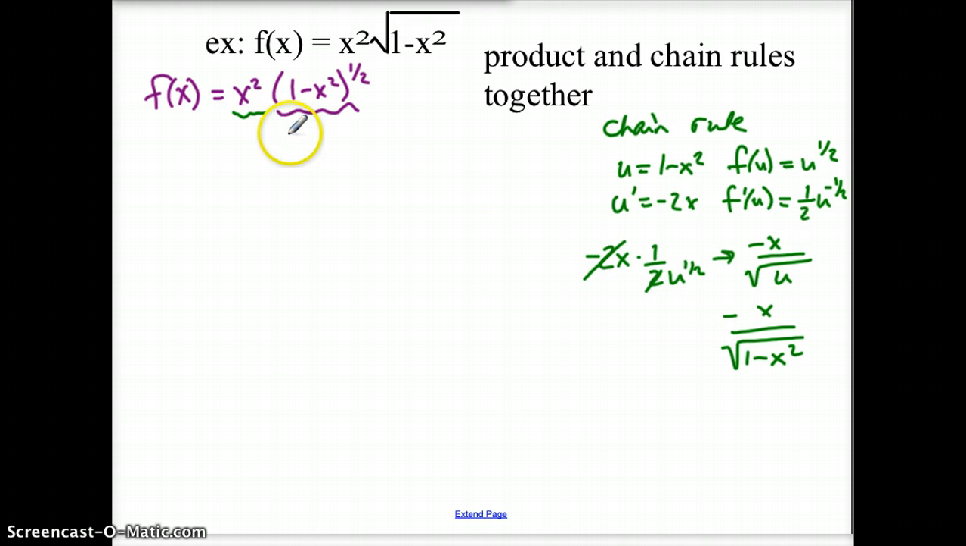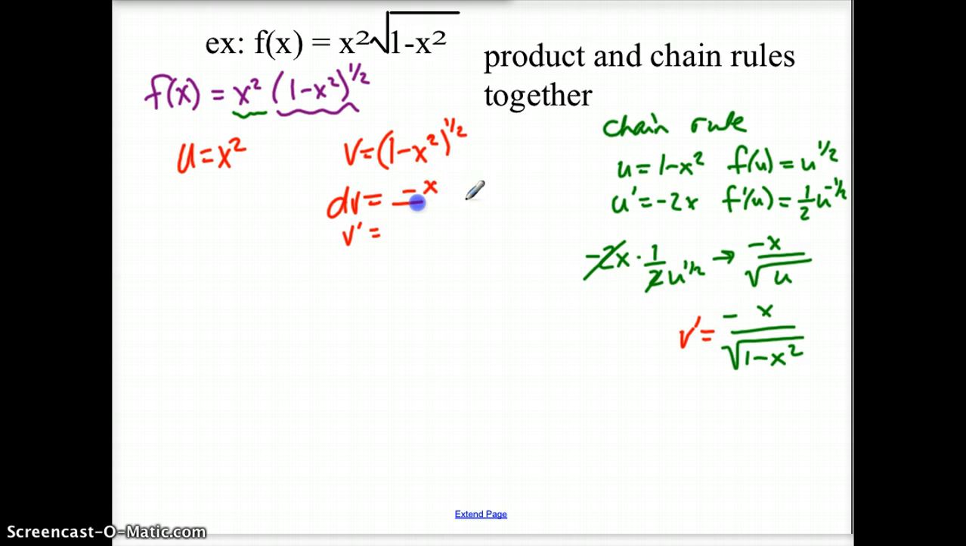Okay? So remember, when we do the product rule, we do u and v. Don't get the u's and v's mixed up with the u and the f of u. u is x squared, and v is this whole piece, (1 minus x squared) to the 1/2. So we've already done the derivative of v, or v prime, if you want to call it that. It's right here. So this is v prime. We've got -x over the square root of 1 minus x squared. The derivative of u is 2x.